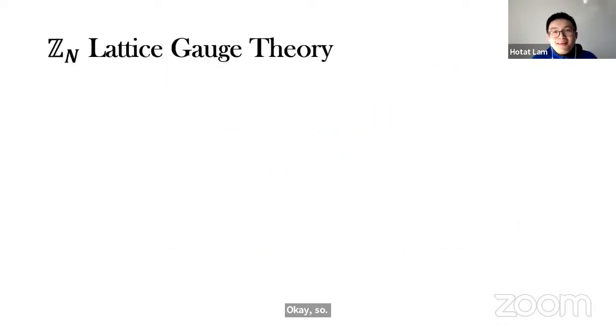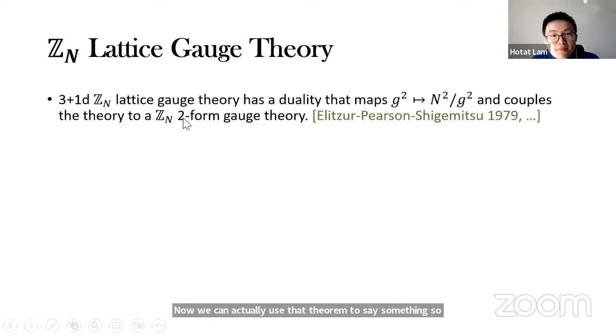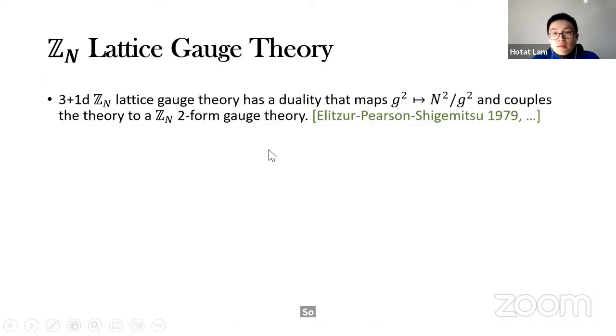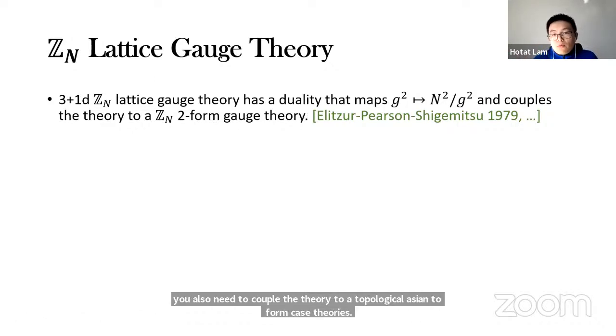Okay, so now I'm saving really the best part of the talk for the end of the slides. Now we can actually use the theorem to say something. So let's talk about ZN lattice gauge theory. In 3+1 dimensional ZN lattice gauge theory, it's known that there's a duality, and it's a strong-weak duality. The duality maps weak coupling theories to strong coupling theories, except that it's not a precise duality. Because when you do this mapping, you also need to couple the theory to a topological ZN 2-form gauge theory. So you need to couple the ZN 1-form symmetry to dynamical ZN 2-form gauge theories.